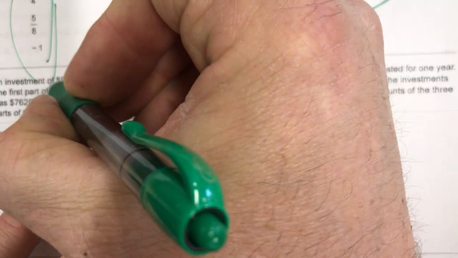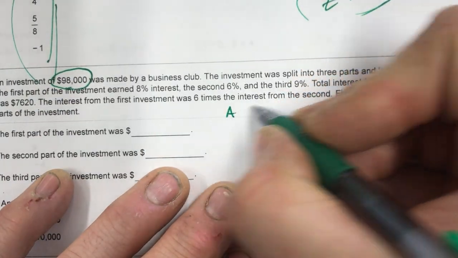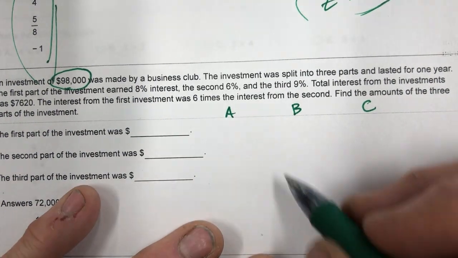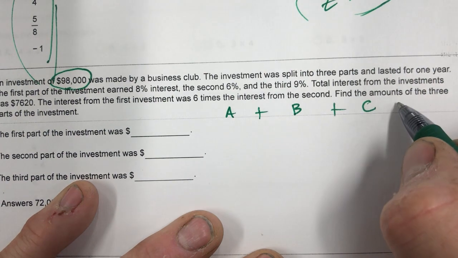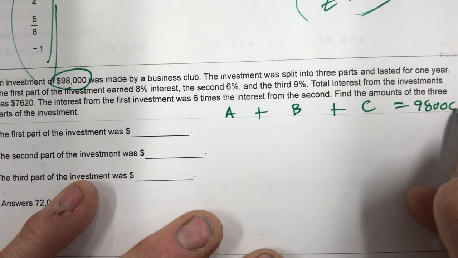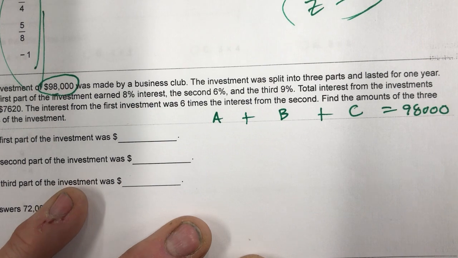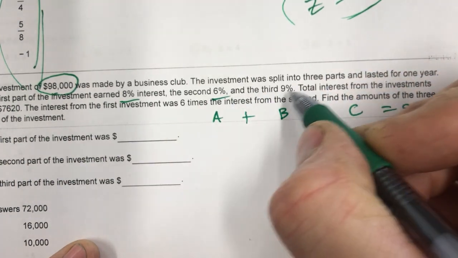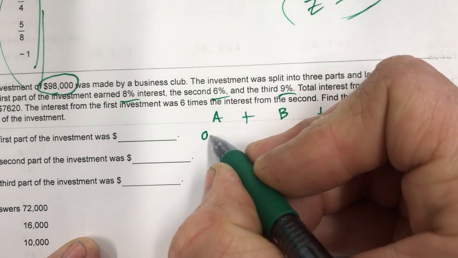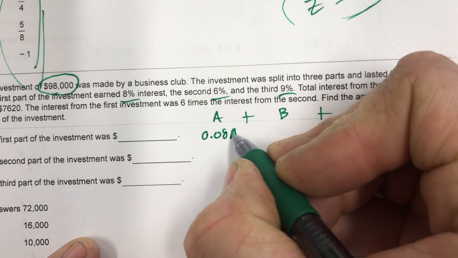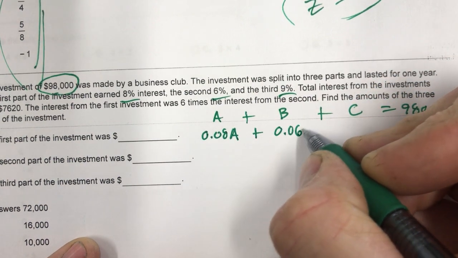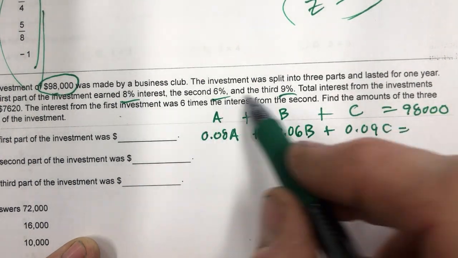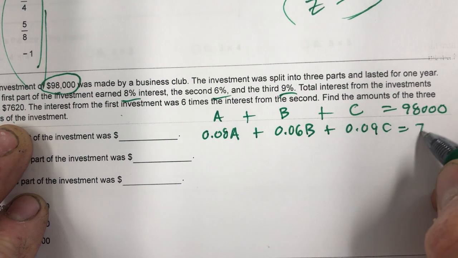All right, so it was $98,000 total. So let's just say we have investment A, investment B, investment C. All right, so if I add these 3 together, it should equal $98,000. So there's one equation. Okay. Now the next one comes by the interest. So 0.08 times A plus 0.06 times B plus 0.09 times C is going to be my total interest, which it says here is $7,620.